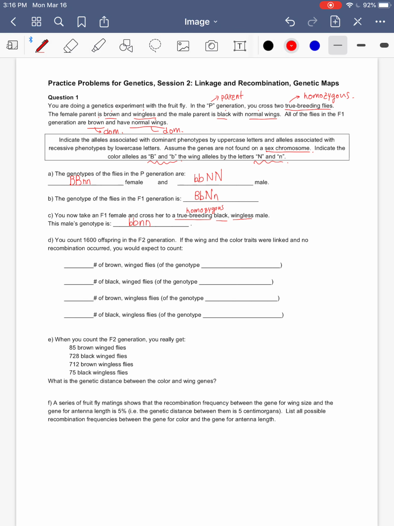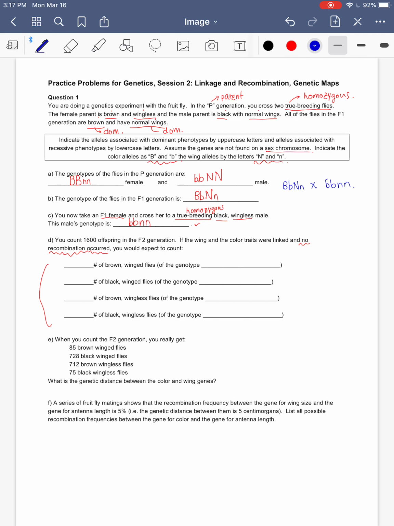Okay. D, you count 1,600 offspring in the F2 generation. If the wing and the color traits were linked and no recombination occurred, this is important, you would expect to count, and then you have these options. Okay, let's first look at the cross. So we crossed an F1 female to this one here. So this was our cross. Let me actually do it in blue. So we have a heterozygous female crossed with a homozygous recessive male.